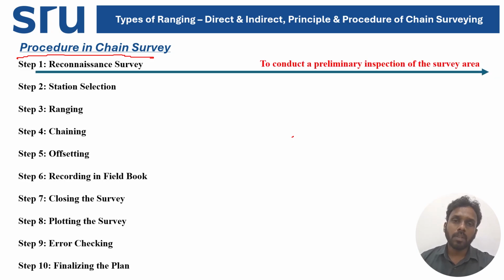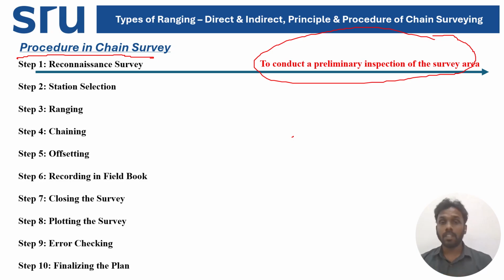Step one is nothing but to conduct a preliminary inspection of the survey area, right? Before starting your surveying, you should go to the site and visit it. Until your physical visit, you cannot recognize how your site is located, what procedure you are going to follow, and what kind of technique you are going to adopt to complete the work assigned to you as a surveyor. Everything can be clarified only once you reach the particular site physically to observe how it is located.